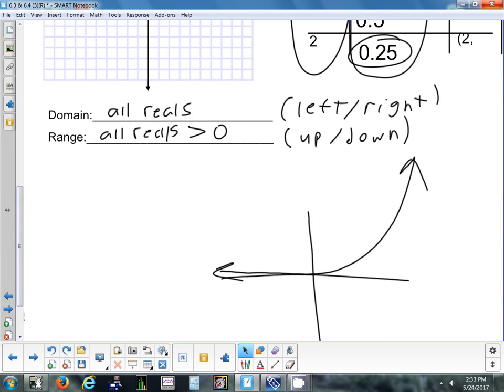Now the range. Does this graph go up forever? Yes. That's why this arrow's here. It keeps going up. Does it go down forever? Think, Kaya? No, it doesn't go down forever. So the range isn't all real numbers. What's the lowest that it goes? 0. It doesn't go any lower than 0. It's not like it comes down like that. Okay, it doesn't go below 0. So it's only numbers greater than 0. That's it. Any questions on that one?